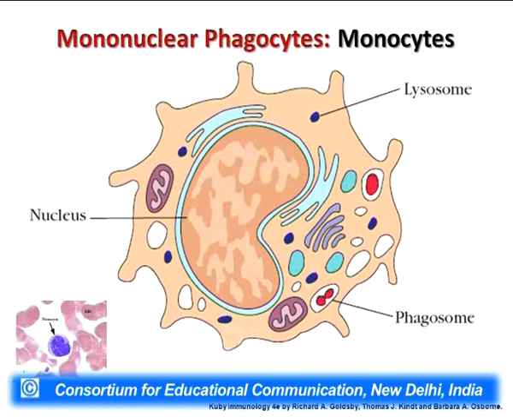Now the first of the mononuclear phagocytes is the monocyte. If we look at the structure here, we can see a nucleus and lysosomes. These lysosomes are the organelles responsible for clearance and cleavage, because they contain lytic enzymes which degrade the phagosome or the pathogen that has been engulfed by these monocytes.